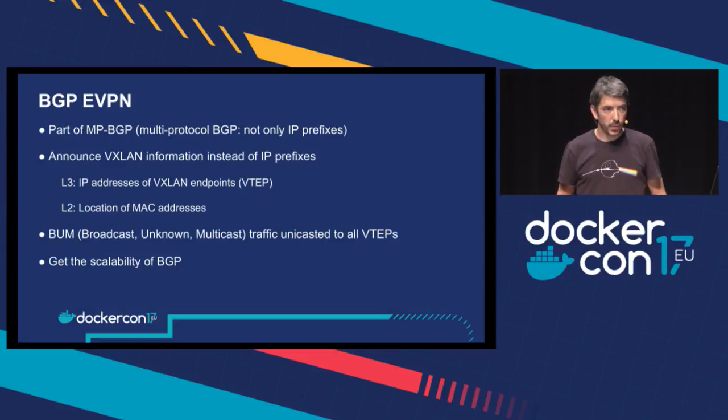As mentioned before, we're not going to use BGP for IP prefixes today. We're going to use BGP with EVPN. With BGP, you can announce IP prefixes, but you can also announce different classes of address, and this is what's called multi-protocol BGP. In our case, we're going to announce VXLAN information, and you have 2 types of prefixes. The L3 information is going to be the address of all the VXLAN endpoints, which are called VTEPs in VXLAN words, so VXLAN tunnel endpoints, and also the location of MAC addresses.